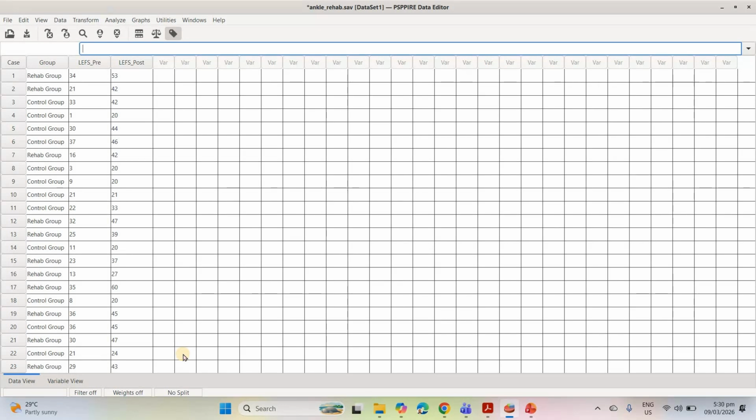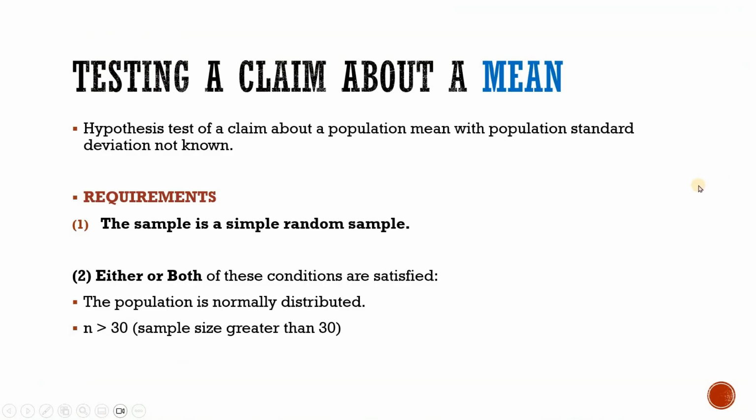But before we do a one sample t-test, we have to ensure that our data set meets the requirements for that test. So what are the requirements? When doing a one sample t-test, you have to ensure that your sample is a simple random sample, and either one or both of the other two requirements. The population that you took the data from must be normally distributed. If not, at least the sample size should be greater than 30 so that you could apply the central limit theorem. And that's something that we'd have to discuss in a different forum.